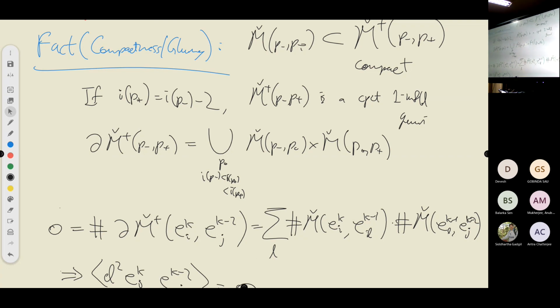Technically, d squared equal to 0 boils down to saying that it's a compact one manifold with oriented boundary 0. Yes, with oriented boundary 0.